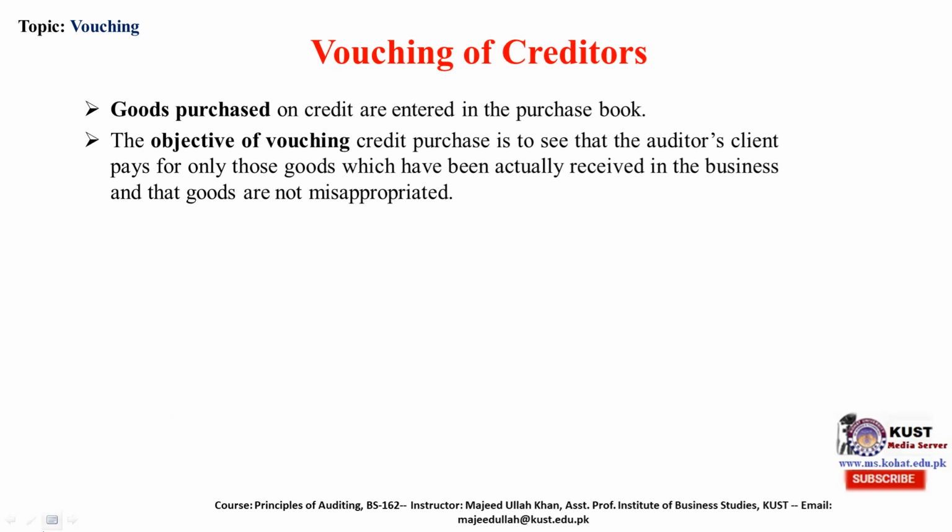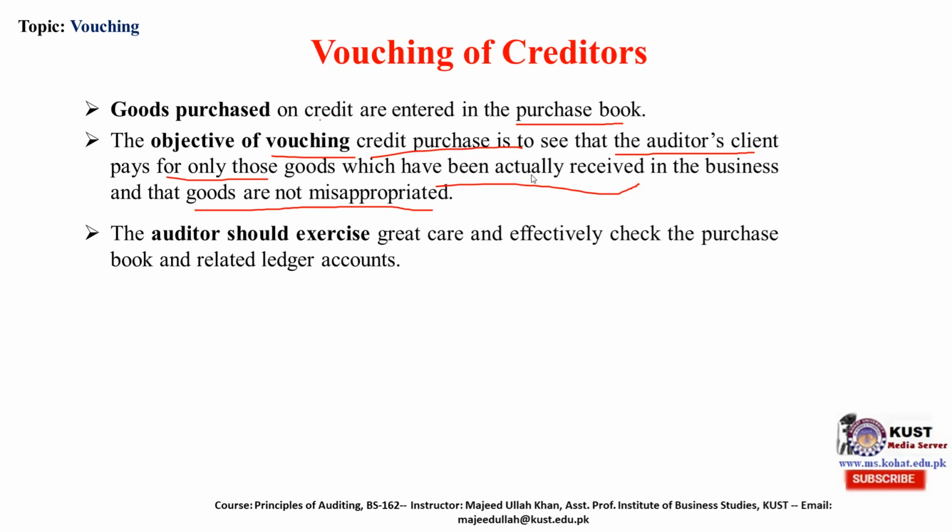Vouching of creditors. Goods purchased on credit are entered in the purchase book. The objective of vouching credit purchases is to see that the auditor's client, meaning the company the auditor is auditing, pays only for those goods which have actually been received in the business, and that these goods are not misappropriated. The auditor should exercise great care and effectively check the purchase book and related ledger accounts, and they must tally with each other.